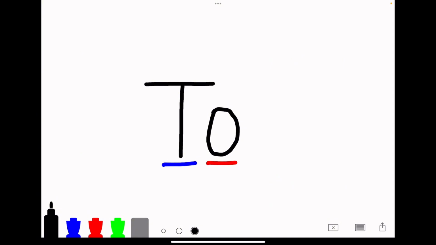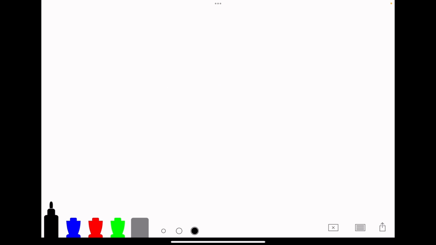Awesome job. So now we're going to write the word to, but we're going to write the word to 4 times. So the first 2 times we're going to be using capital T, and then the next 2 times we're going to be using lowercase t. So let's get started on how to write the word to using capital T first.